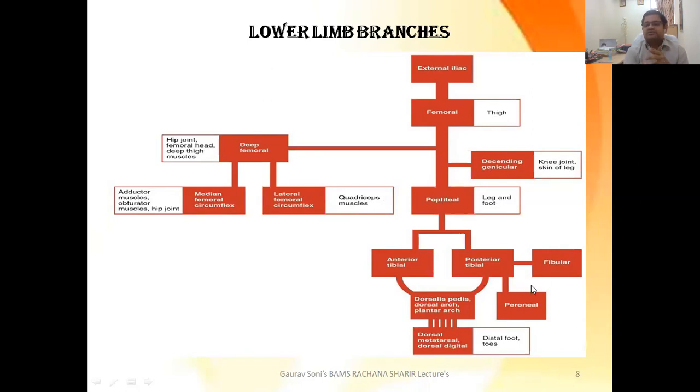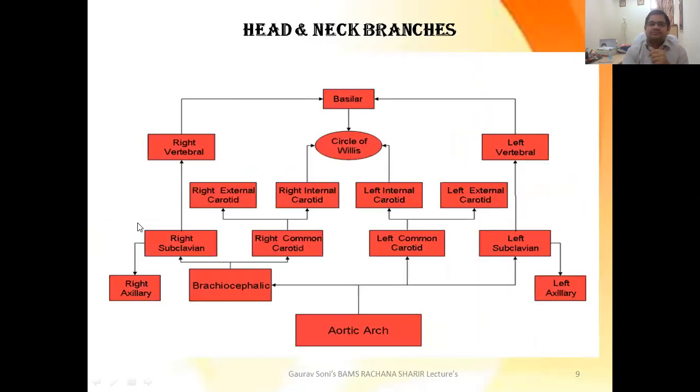In the meantime, the posterior tibial also gives branches to the fibular and peroneal arteries, which supply the fibular side of the posterior region of the leg. So this is the schematic representation of the arterial supply of the lower leg.